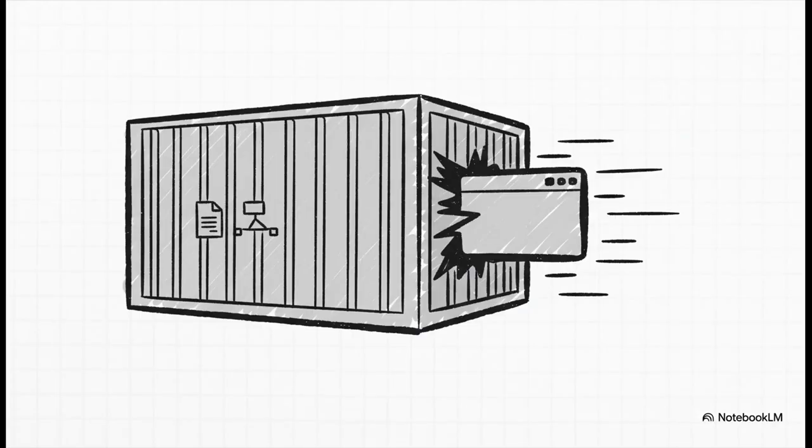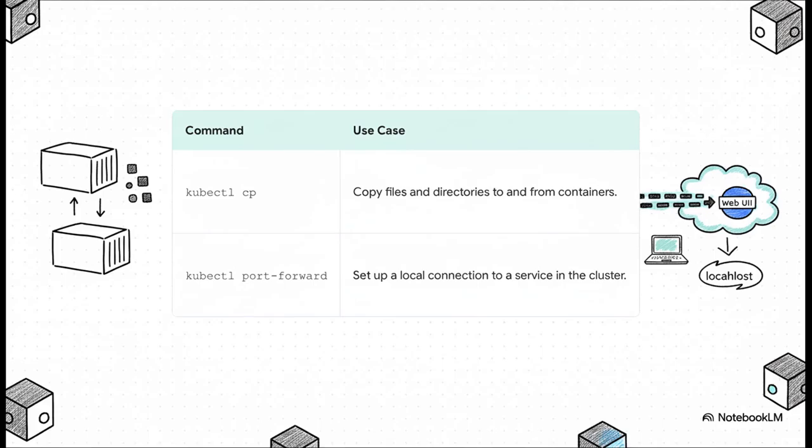Need to get your hands dirty and debug something live? kubectl exec is your best friend. It lets you bash into a running container and get an interactive shell. From there, you can check files, test network connections, run diagnostic tools, all without having to rebuild and redeploy your container. It's a lifesaver.